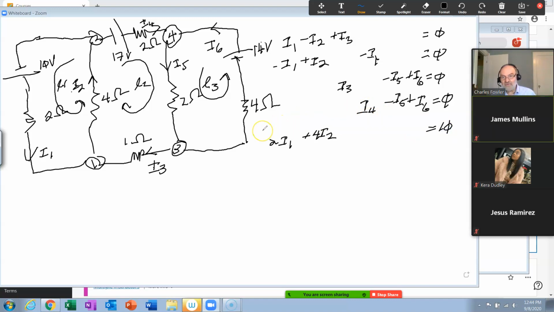The voltage drops on the left hand side, the voltage increases on the right hand side, they've got to be equal each other. We are out of time. Let me just write these down pretty quickly if I can.